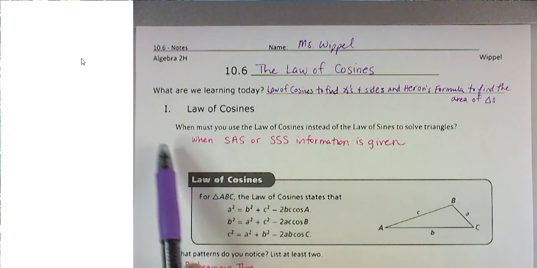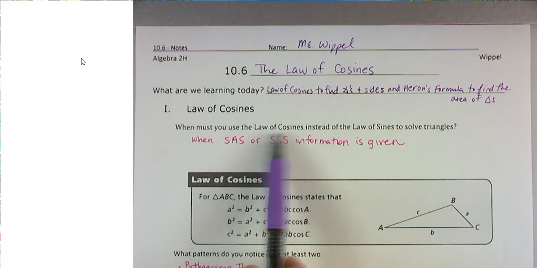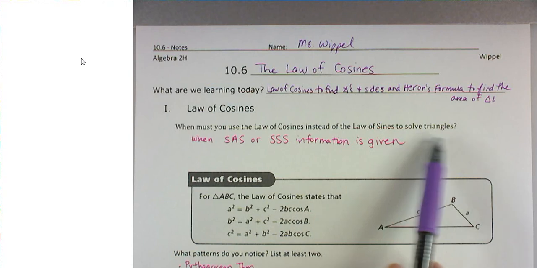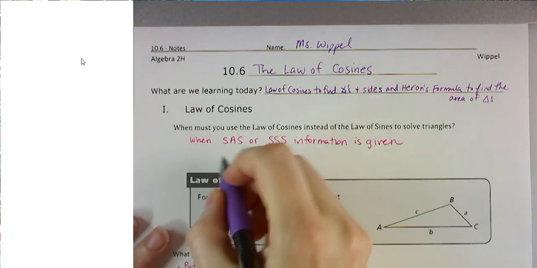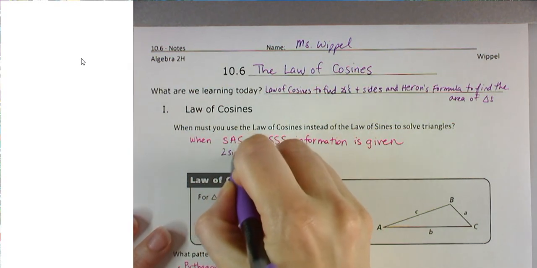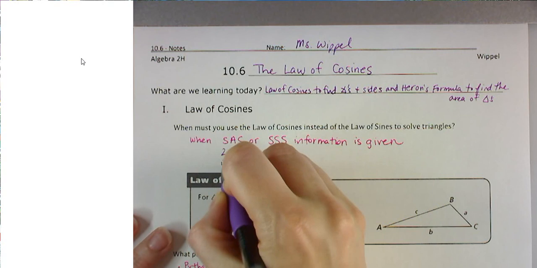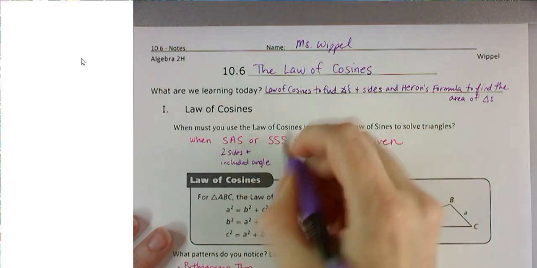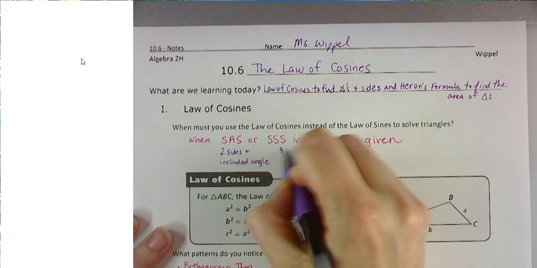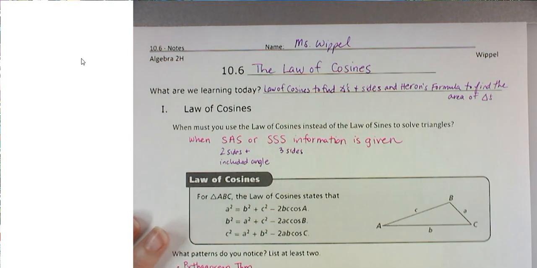So when do you have to use the law of cosines instead of the law of sines to solve triangles? That's when you have SAS or SSS information. So remember, SAS is two sides and the included angle. And then side, side, side would be you're given all three sides. So if you're given all three side lengths.